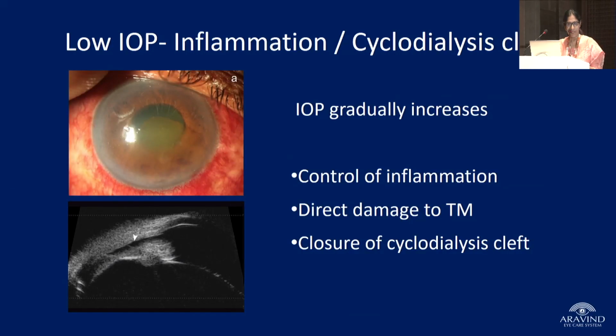Not always do we see patients with trauma having high intraocular pressure. Often we do see patients who have low intraocular pressure. Why do we have low intraocular pressure? Because of inflammation, ciliary shutdown, or it could be because of a cyclodialysis cleft. So gradually, when you treat the inflammation with steroids, and then when you close the cyclodialysis cleft surgically, you have an increase in intraocular pressure. So you have dual mechanisms acting, and you'll have to treat them accordingly.